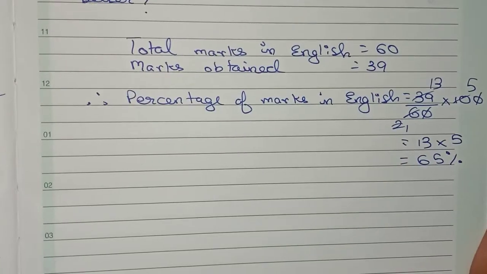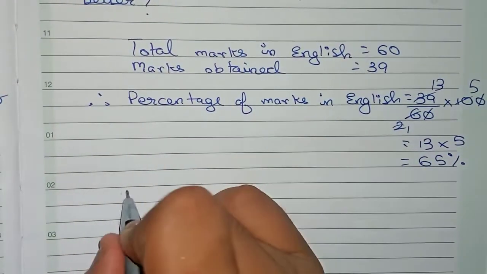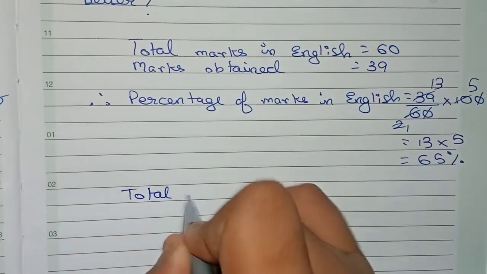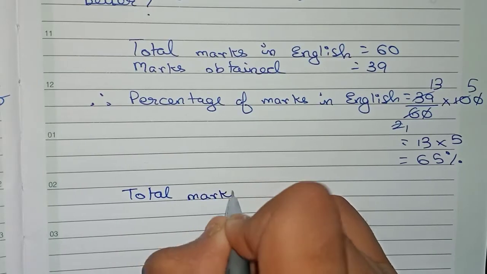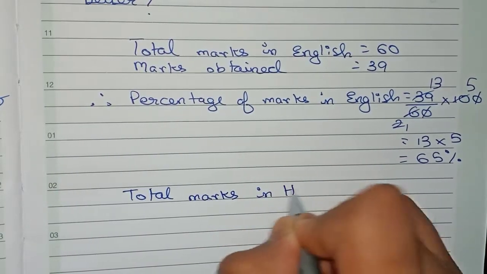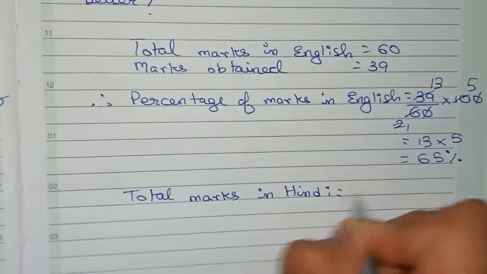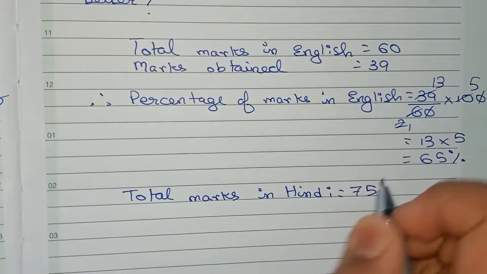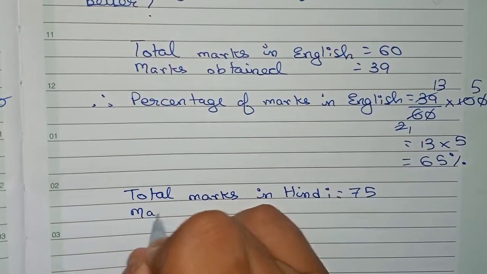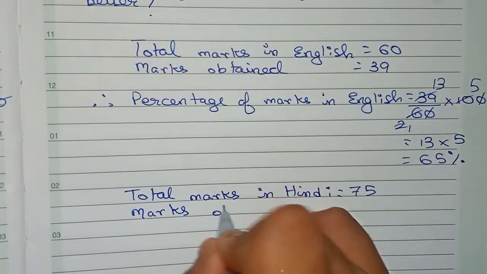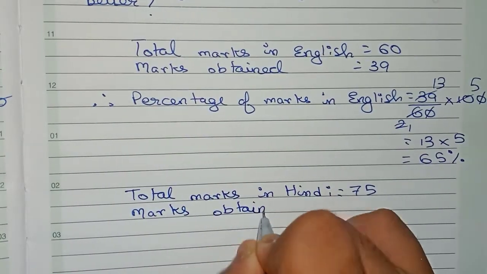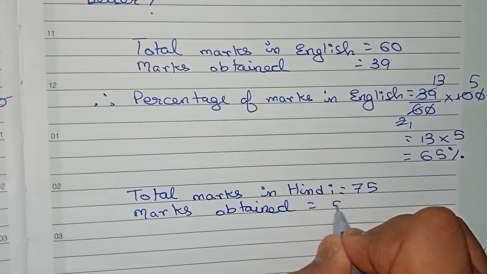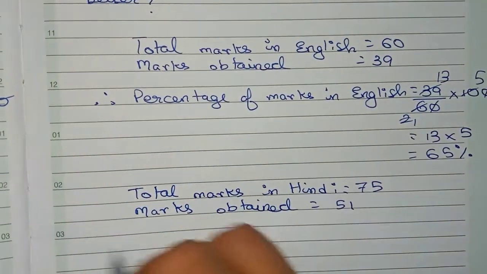So now I will find out the percentage in Hindi. So write total marks in Hindi equals 75. Now marks obtained equals, in the question it is given, it is 51. So now you write the percentage.